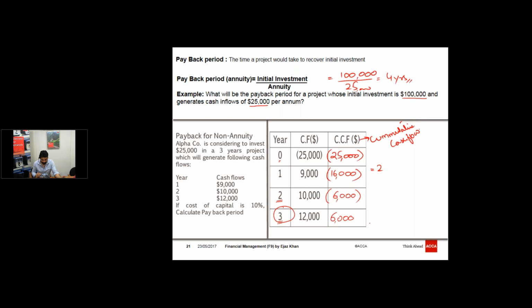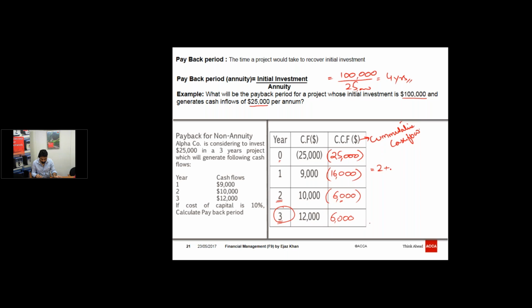Now, what part of the third year did it take? We were expecting to receive $6,000 in year 3, but we actually received $12,000. If the whole year gave us $12,000, then what part of the year would it have taken to cover just $6,000? Since $6,000 is half of the $12,000, it means it would have taken half of the year. We're assuming that these $12,000 were received evenly throughout the year.